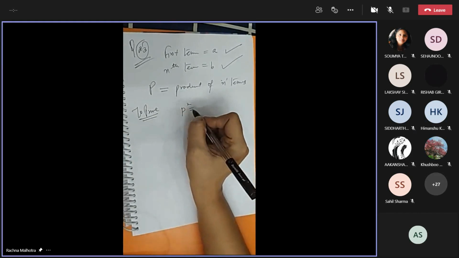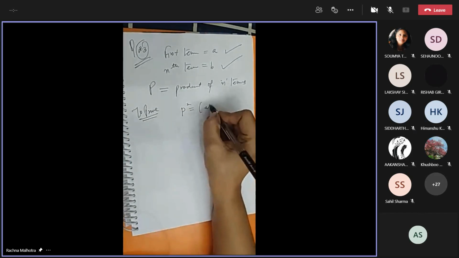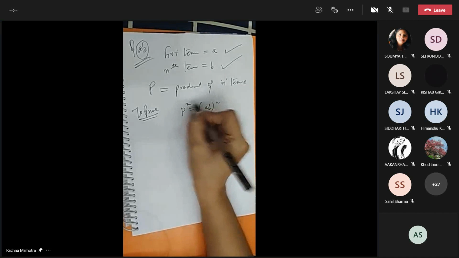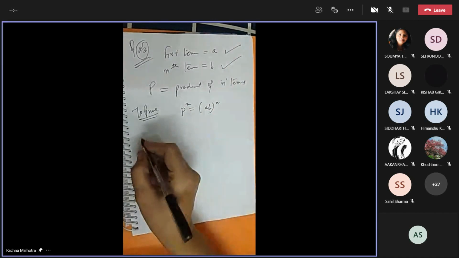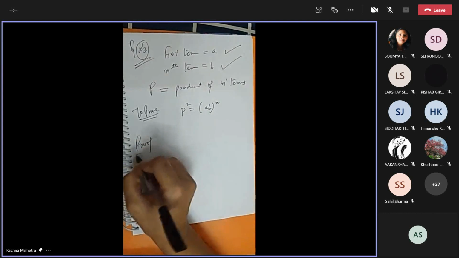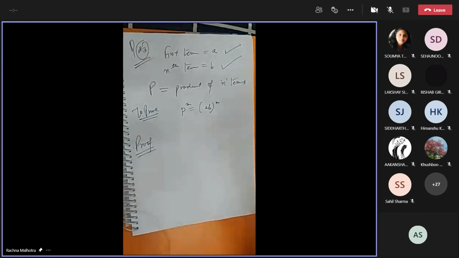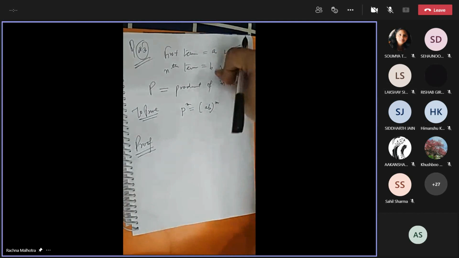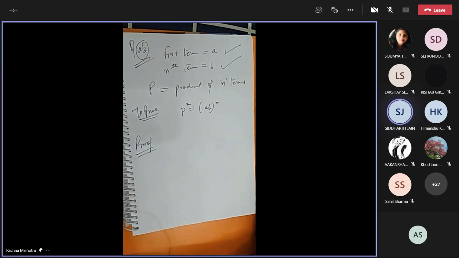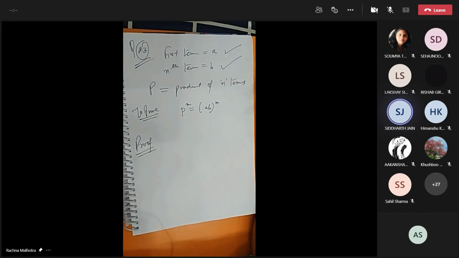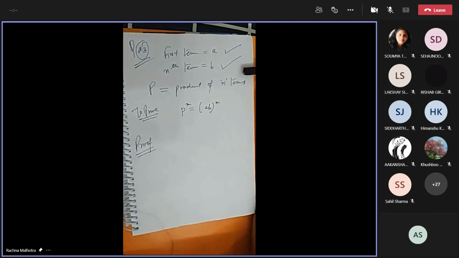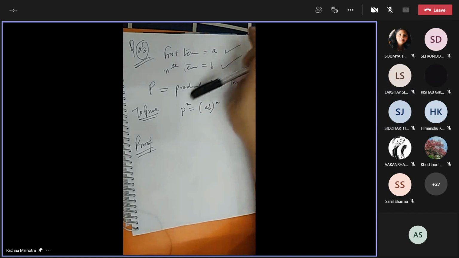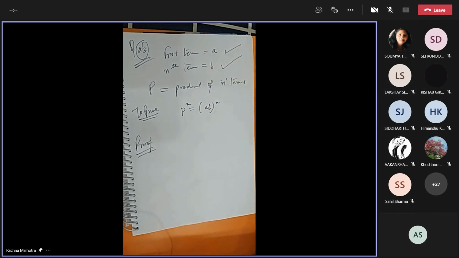P square. Any suggestion from your side? How will you prove this one? The first term is A, the nth term is B, and the product of n terms is P. So we have to show that P square is (AB) to the power n.